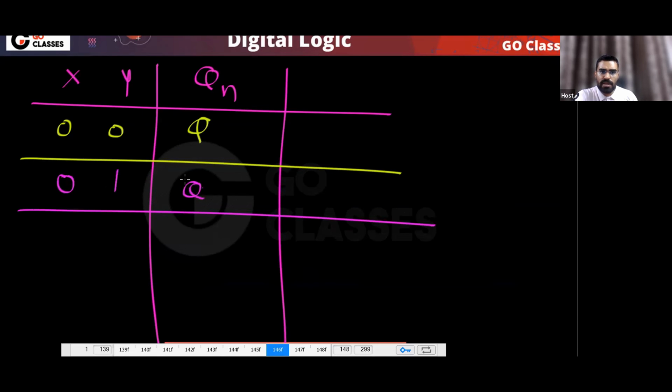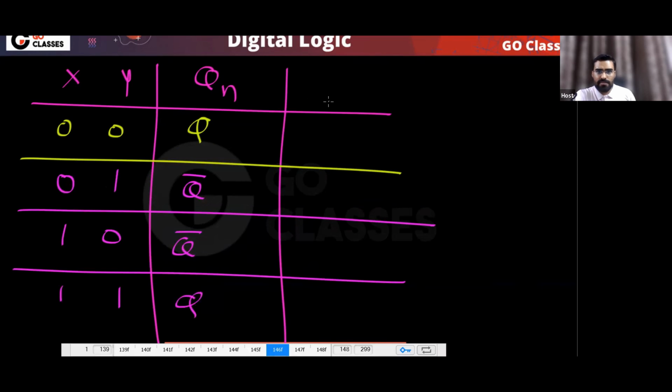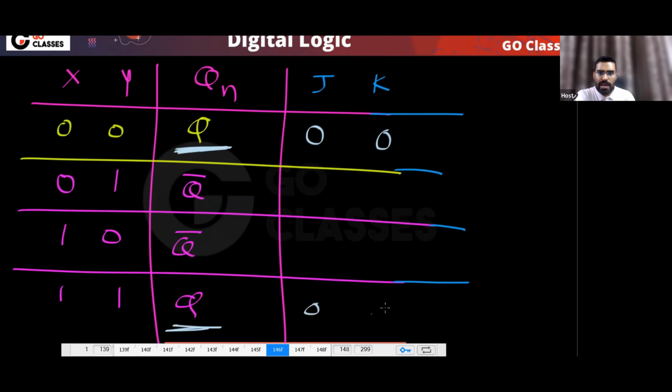For 0, 1, it is toggling. For 1, 0, it is toggling. For 1, 1, it is not changing state. What does jk do? When will this Q happen for jk? When will this Q bar happen for jk?